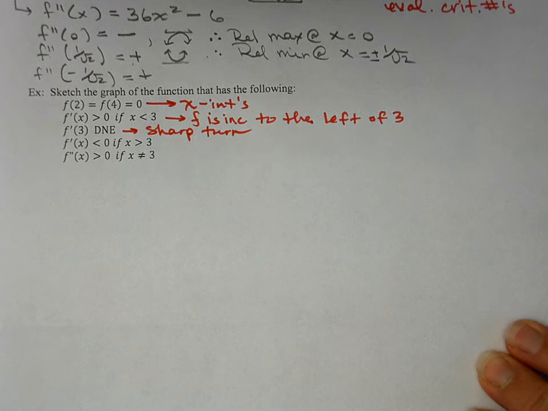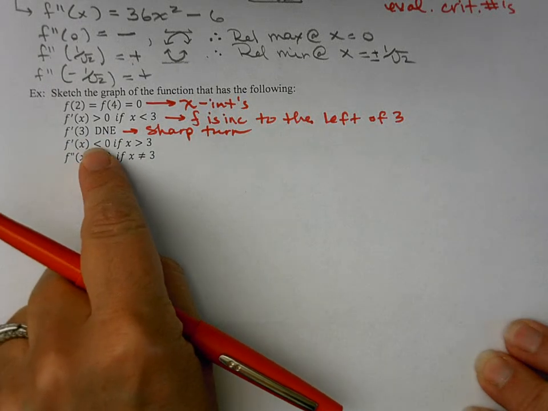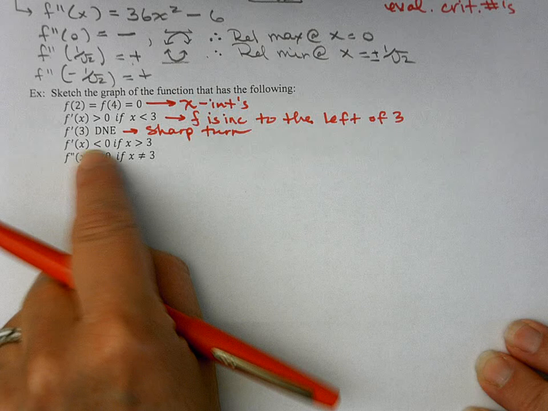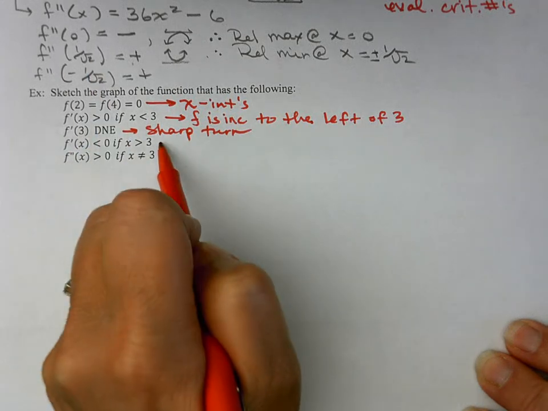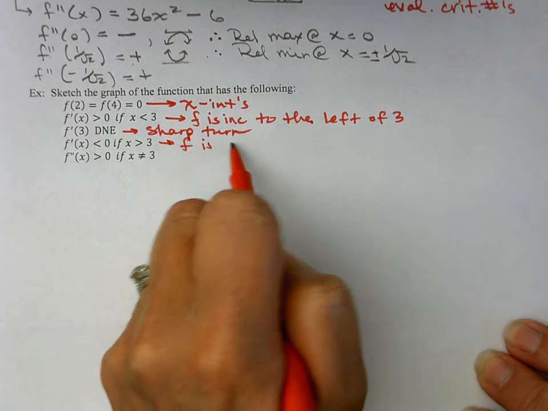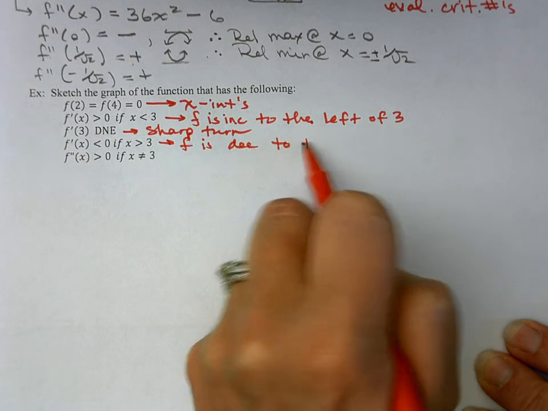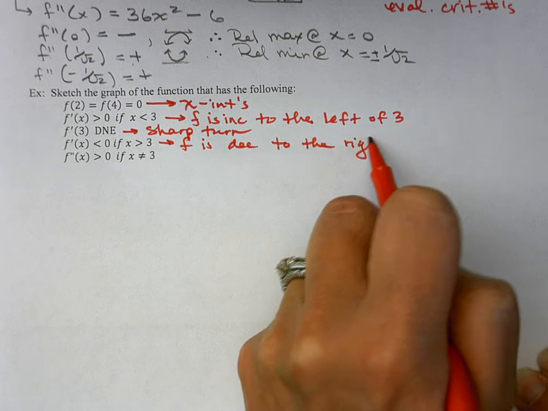And then right here, f prime of x is less than 0. So f prime of x is less than 0, so f prime is negative. So if f prime is negative, then f is decreasing. So f is decreasing whenever x is greater than 3, so that would mean to the right of 3.